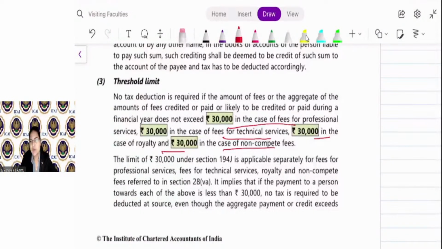Say, for example, you are paying 25,000 professional fees and 22,000 technical fees to Mr. X. So the total amount you are paying to Mr. X is more than 30,000. But the professional fees is less than 30,000 and the technical fees is less than 30,000. You are not required to deduct TDS on that amount.